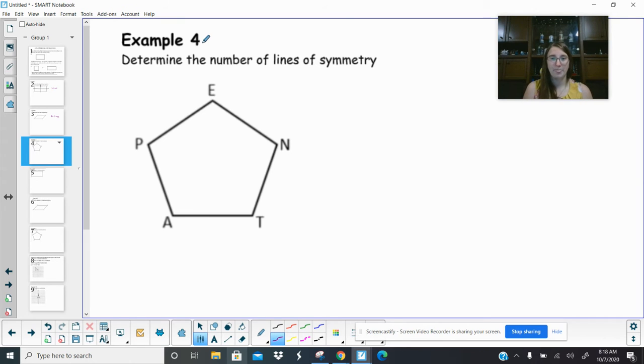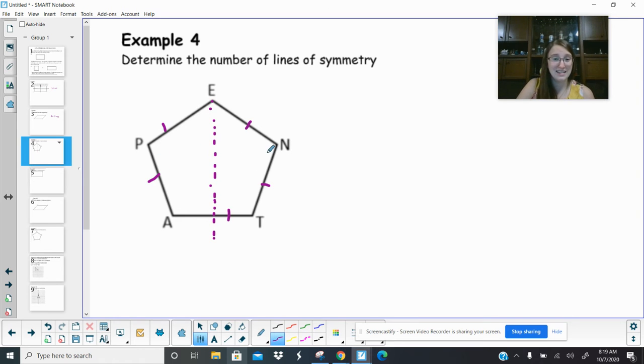Go ahead and give this one a shot. Okay, let's see. This one actually has a line of symmetry down this way. That is a mirror image on both sides. Now, something I should have said is that all of these sides are the same.